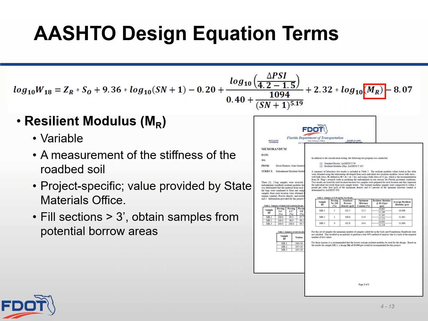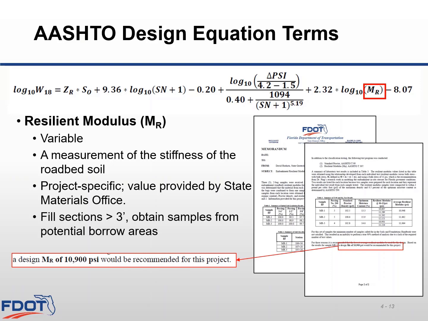For new construction projects, your geotechnical engineer will need to collect soil samples and take them to the State Materials Office so the staff there can run the laboratory resilient modulus test. If your project has fill sections that are 3 feet or more in height, you'll need to collect soil samples from potential borrow areas. Once the State Materials Office has run the lab tests, they'll provide a memorandum with the test results and a recommendation for the resilient modulus value for your project. So in this example, the recommended resilient modulus is 10,900 psi.